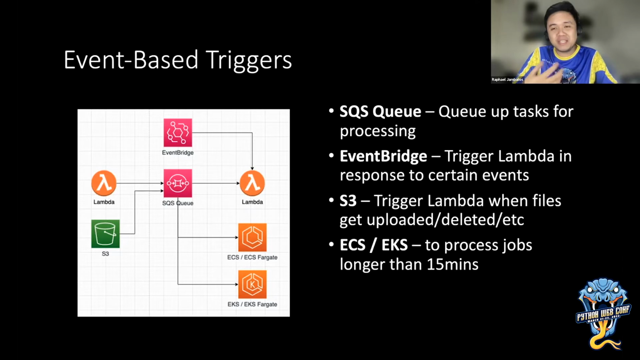Usually for file conversion, if you upload an image, like a high-res image of my picture right now, you want to convert it into a thumbnail or a large wallpaper. You use the S3 trigger. We also use ECS or EKS to process jobs longer than 15 minutes, because Lambda has a limit of 15 minutes. So if you want a job longer than that, then you use ECS or EKS.